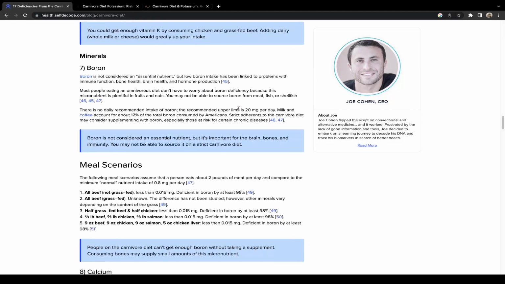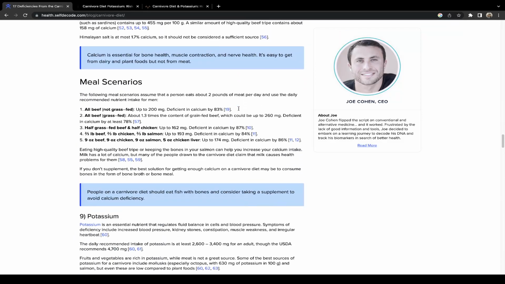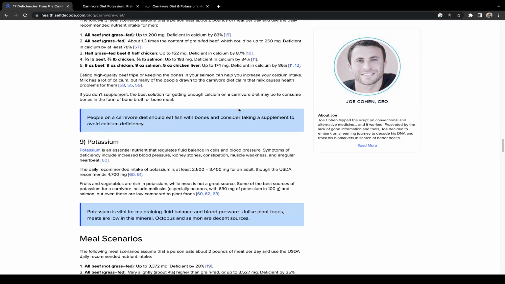So now we're talking about potassium. According to this article, he says potassium is an essential nutrient that regulates fluid balance in cells and blood pressure. Symptoms of deficiency include increased blood pressure, kidney stones, constipation, muscle weakness, and irregular heartbeat. So that gives us a little short snippet of what potassium does, why it's important.